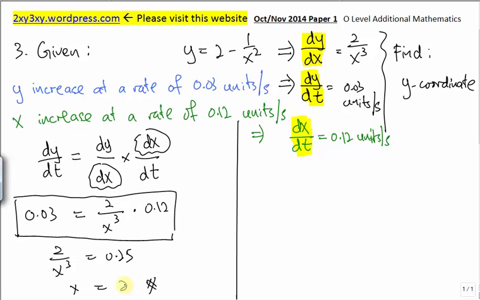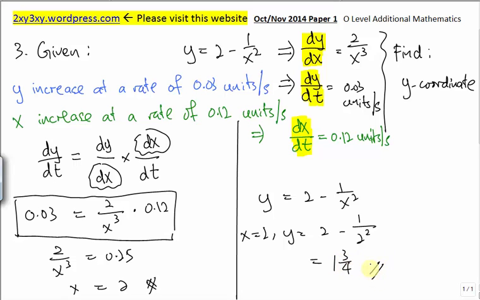But bear in mind, this is still not the answer. We are supposed to find y, not x. So from here, when x is 2, y will give us 1 3/4. And this is the answer.